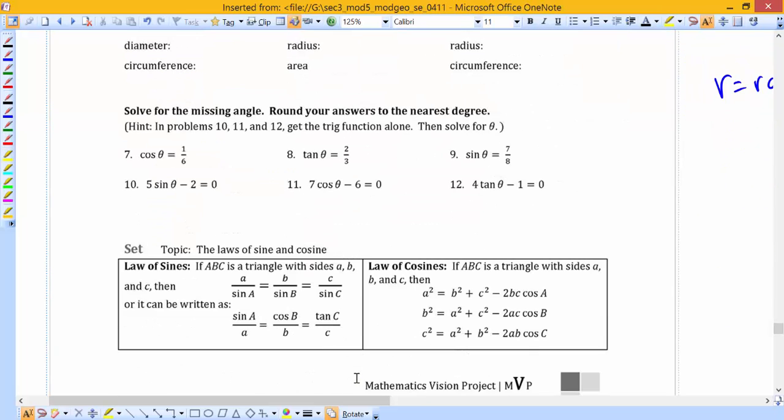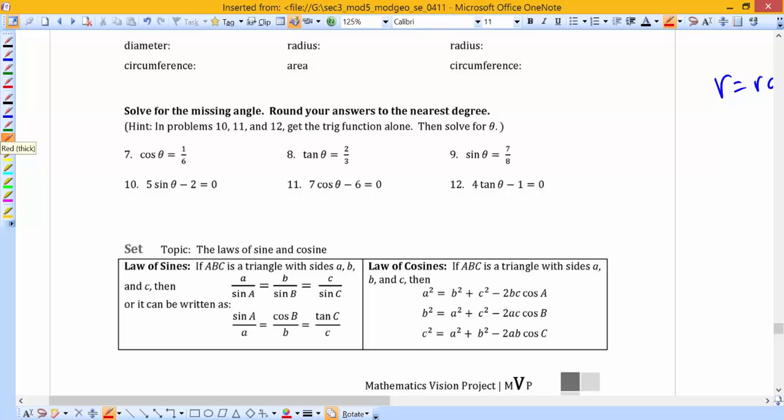So let's look at 7 through 12. I'm going to probably do 7 and 10 with you, and the others you guys can do on your own. Solve for the missing angle, round your answers to the nearest degree. This was something that you guys should have gone over in Math 2.